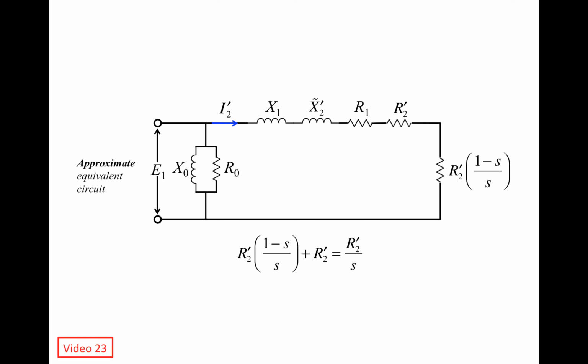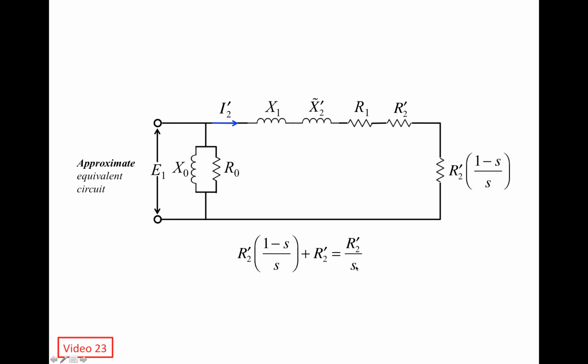This is the approximate circuit of the induction machine that we derived in video 23. The total resistance on the rotor side, on the generator's rotor circuit, is just the summation of R2 prime and R2 prime multiplied by a factor depending upon the slip. If you add them together, it's R2 prime divided by S, the slip. That's the total rotor side resistance.